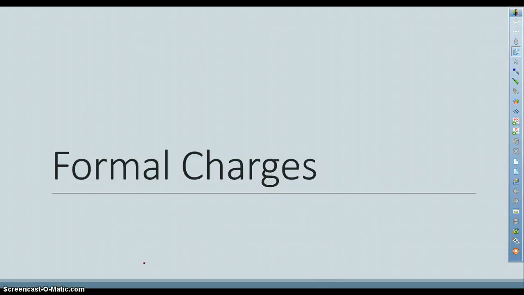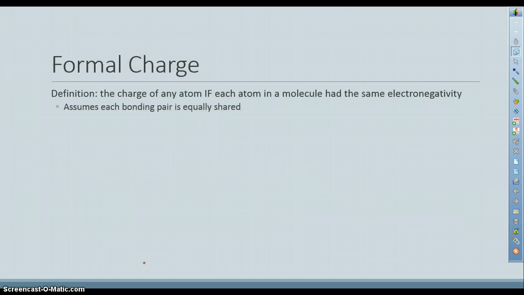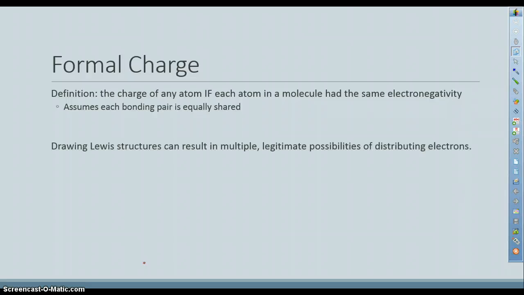Okay, so another topic we have to deal with when it comes to Lewis structures is formal charges. Formal charges are kind of a concept that you don't necessarily have to know what it means, but the most important thing is knowing its functional purpose. So essentially, the charge of any atom, if all of them have the same electronegativity, honestly, I don't really know what that means or how that really helps.